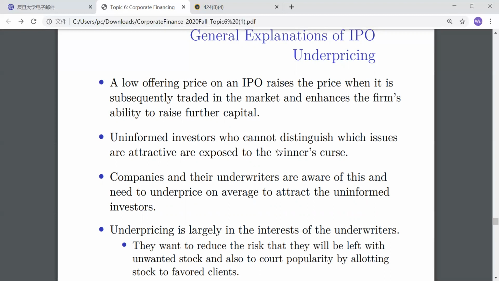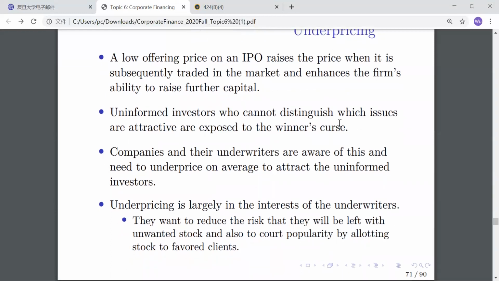The central idea here is that you need to build a book, right? You need to know the potential interest from the institutional investors, but that's not enough, right? You cannot rely on the institutional investors to buy all of your shares. Because finally it's the retail investors that will also buy a substantial fraction of your shares, right? So that's why you need to encourage the retail investors to buy the stock as well, right? But then how do you encourage them to buy, right? If they buy and they lose, they don't want to buy the stock, right? So the only way to attract retail investors to buy the shares of your company is to set the price at a lower level such that they all make profits on the first day. Okay? And that's why underpricing is in the interest of the underwriter, right? The other reason is that they want to reduce the risk that they will be left with unwanted stock.